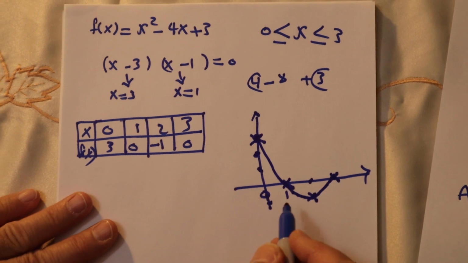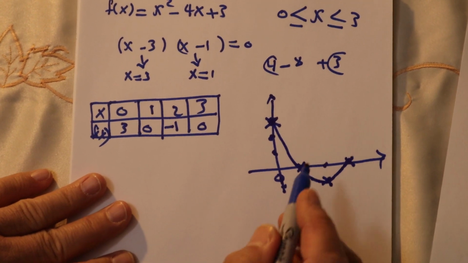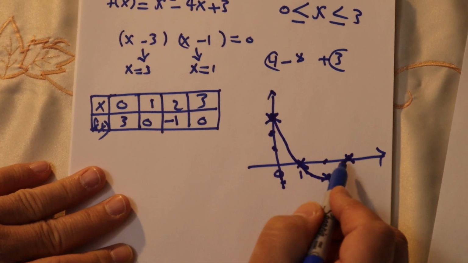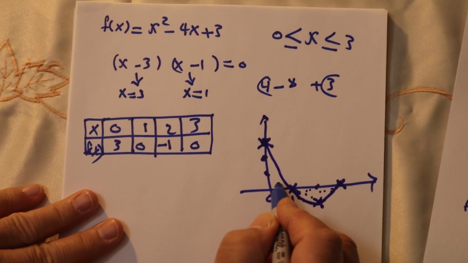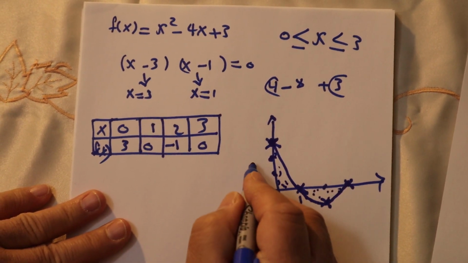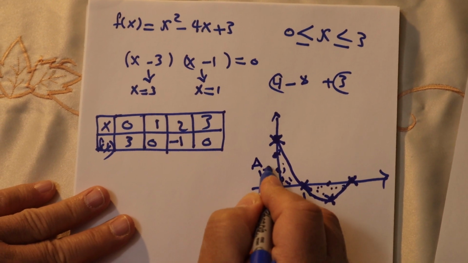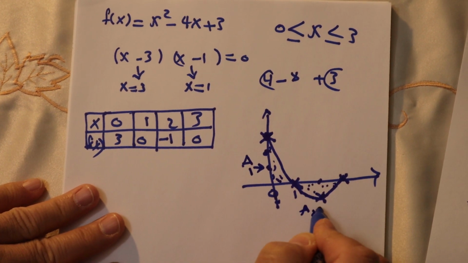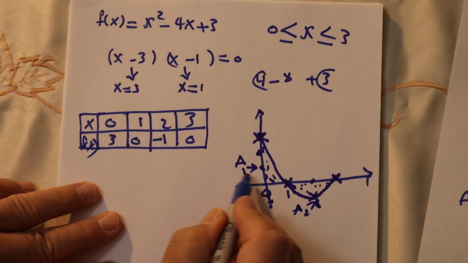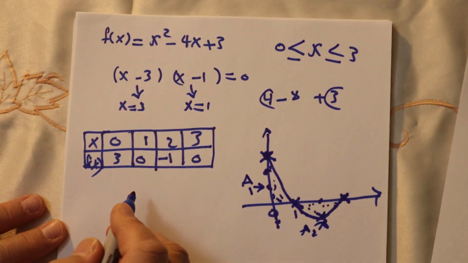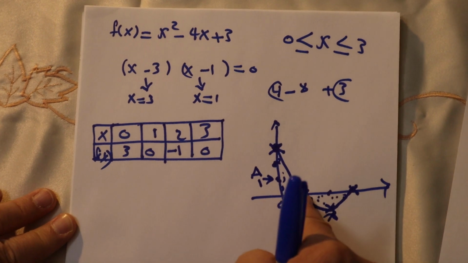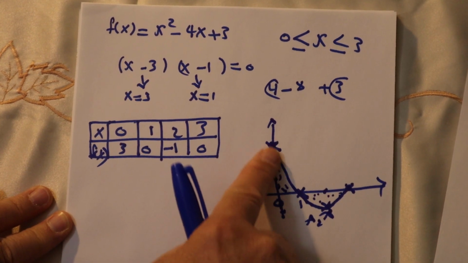This is part of a quadratic function, a parabola. You see that this curve intersects the x-axis at 2 points and creates 2 regions. We could name this area 1, and this is area 2. To find area 1, we need the integral of this function from 0 to 1. This is our bound, from 0 to 1.